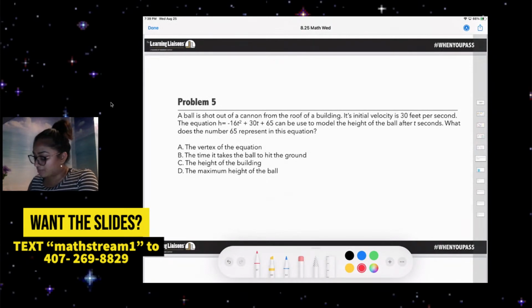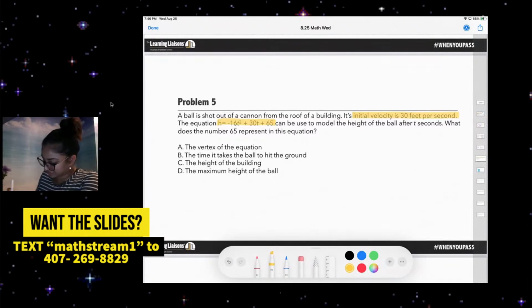It says, a ball is shot out of a cannon from the roof of a building. Its initial velocity is 30 feet per second. I don't know if it's important, but I'm going to highlight it. They give us an equation, and the equation reads h is equal to -16t squared plus 30t plus 65. It's probably going to be important, so let's highlight that as well. And we keep reading to say, can be used to model the height of the ball after t seconds.